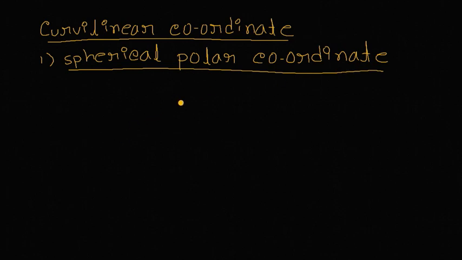In spherical polar coordinates, we have three axes, which are the x-axis, y-axis and z-axis. Now x, y, z are used for Cartesian coordinates. We have to convert these coordinates into r, theta, phi, which are used for spherical coordinates.